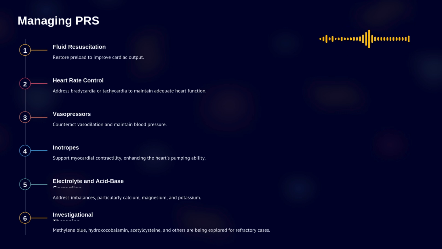Which vasopressors are commonly used in this setting? The choice of vasopressor depends on the individual patient's hemodynamic status and comorbidities. Norepinephrine is often the first-line agent due to its combined alpha and beta adrenergic effects. It helps increase both blood pressure and cardiac output.